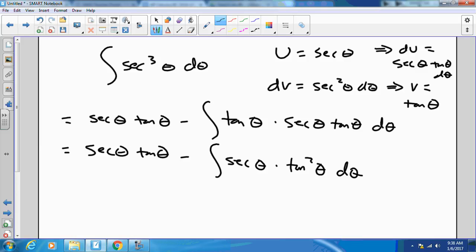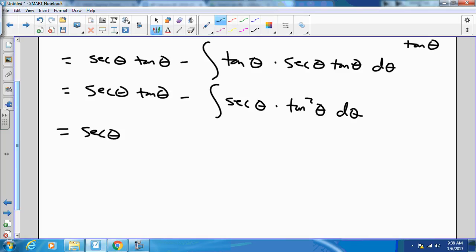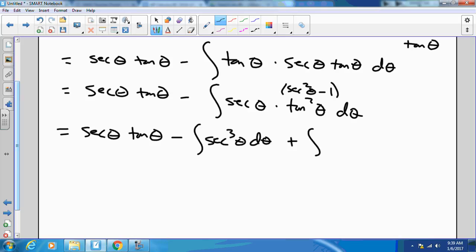But now we're going to be very clever and recall a thing that we have done previously many times, which is to use trig identities. We can rewrite tan squared as secant squared minus 1. Exactly. And when we do, we get secant theta tan theta minus the integral of secant cubed theta plus the integral of secant theta d theta. Now I did several steps here, so check all the algebra. We have the trig identity, we have the addition property for antiderivatives, and we have the distributing of the negative sign.